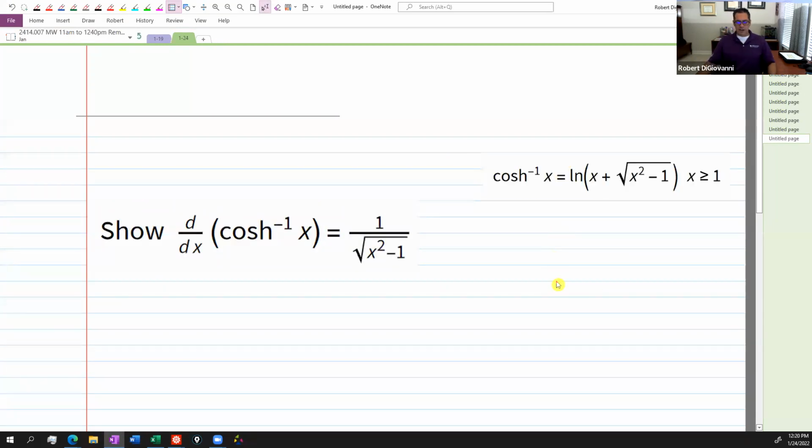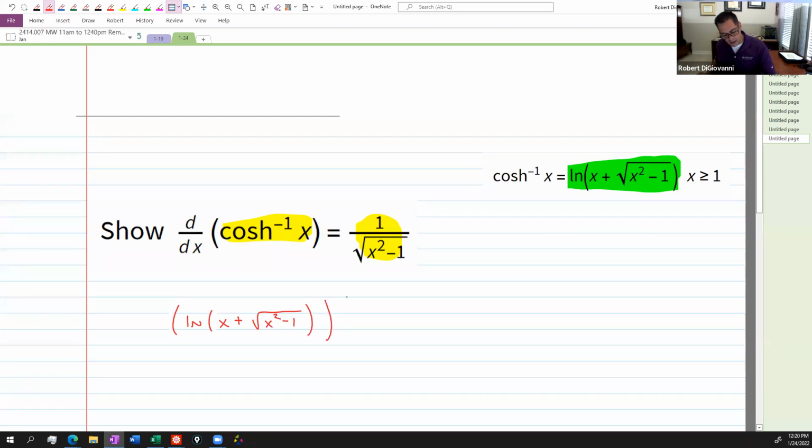All right, so here's what this example is asking us to do. It's asking us to show that the derivative of this function is this. And here's the definition of that function. This is the definition of what cosine hyperbolic inverse is, which means all we have to do is take the derivative of this in green. So let's do that. Take natural log of x plus the square root of x squared minus 1, and take its derivative.